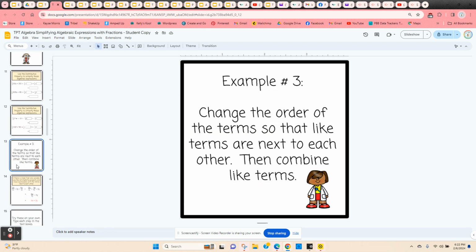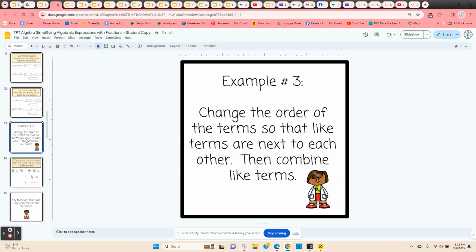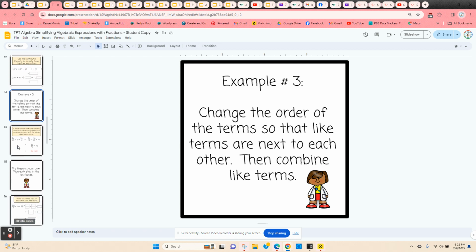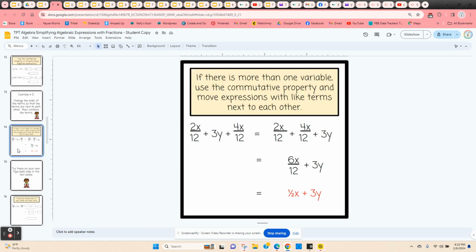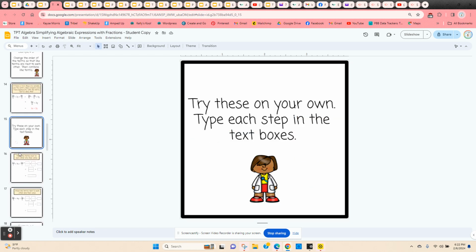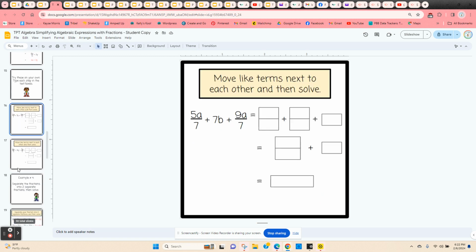Example number 3, students are going to change the order of the terms using the commutative property so that like terms are next to each other. So they're shown how to do that, and then they're going to do a few on their own.